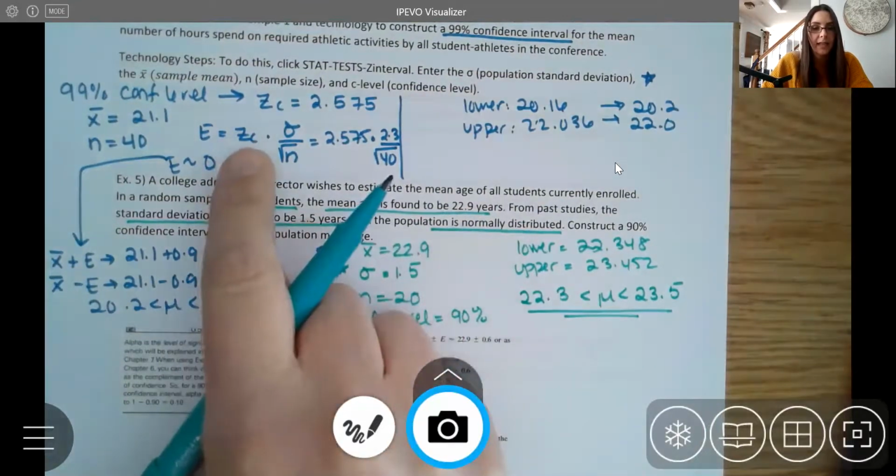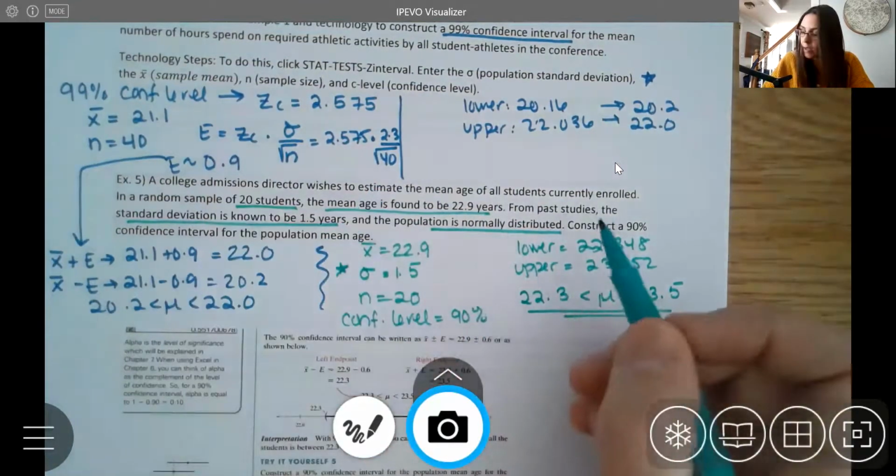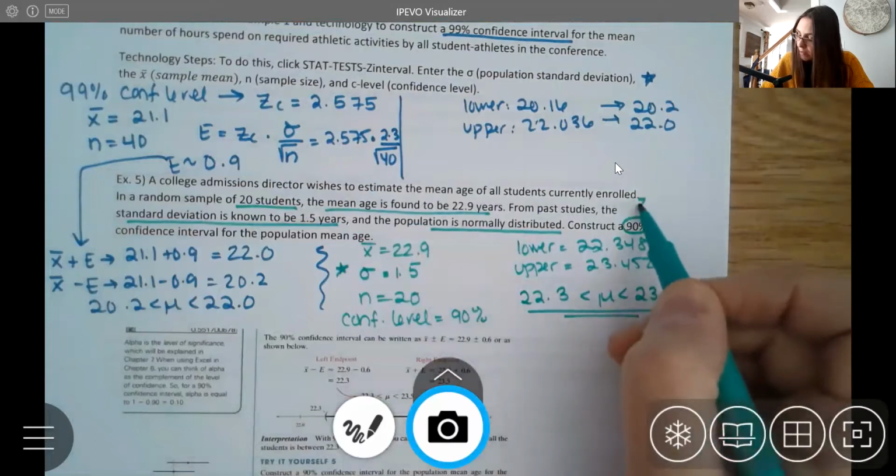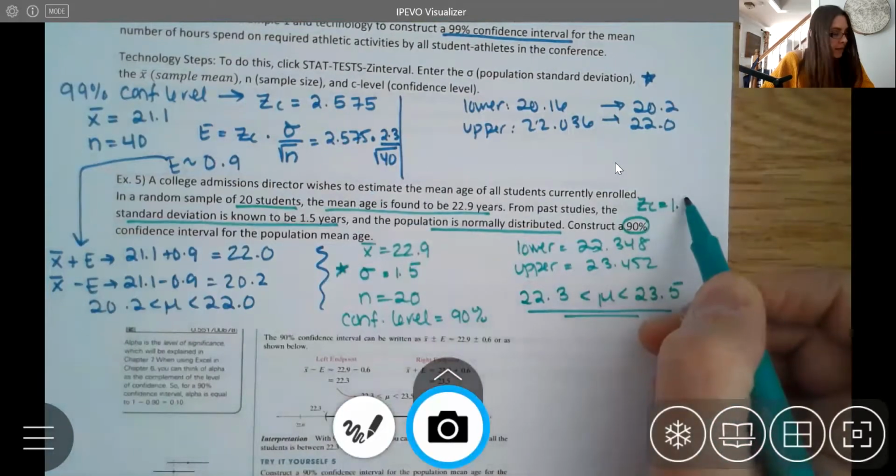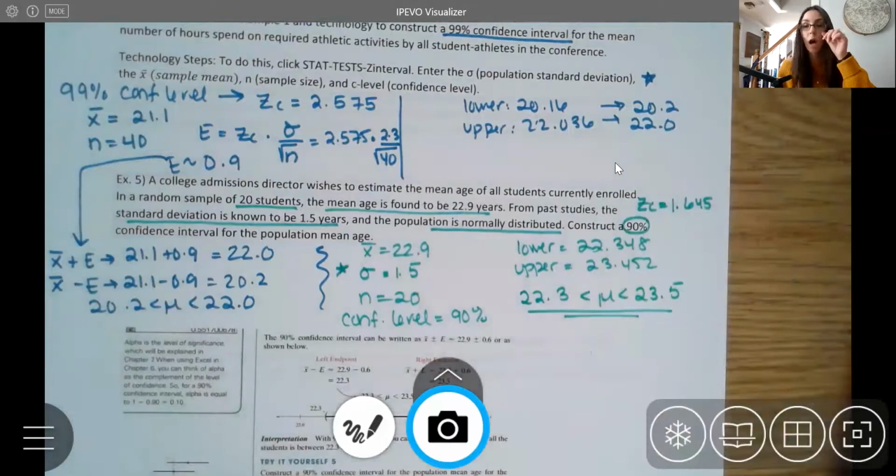The only thing we're missing is that Z, but we know it. So when it's 90%, that Z is 1.645. So that's one of the most common ones. Again, the 90, the 95, and the 99% are common. So those are ones that you should already have your Z values ready to go.